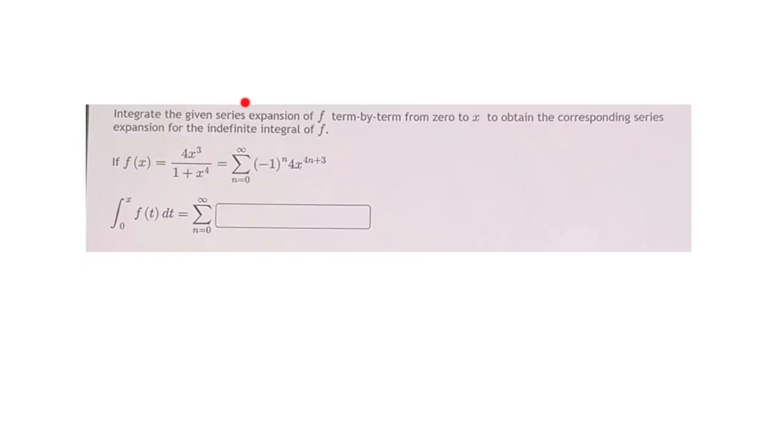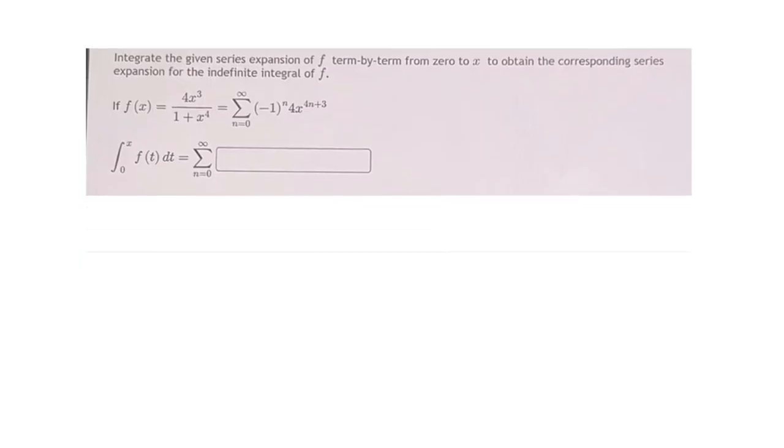Integrate the given series expansion of f term by term from 0 to x to obtain the corresponding series expansion for the indefinite integral of f. Okay. Well, this is not bad either. I would say the integral is maybe even slightly easier than the derivative we did in the last problem, because the good news is we don't need to remember anything. We're not going to change the n equals 0 part. And it's similar in that we're just doing the integral term by term here.